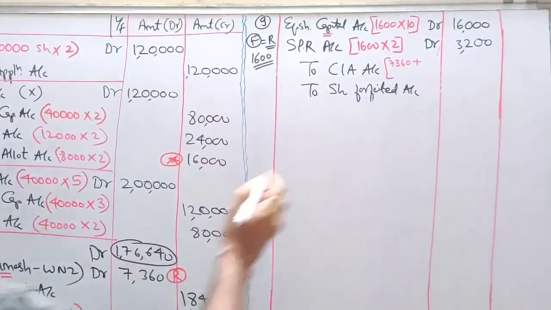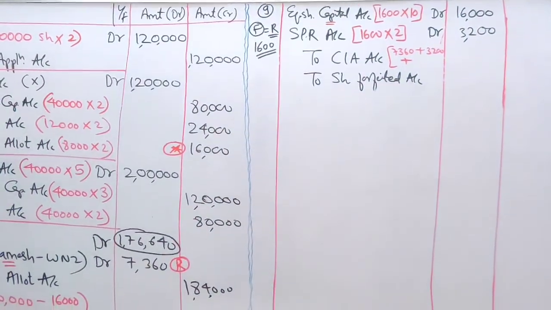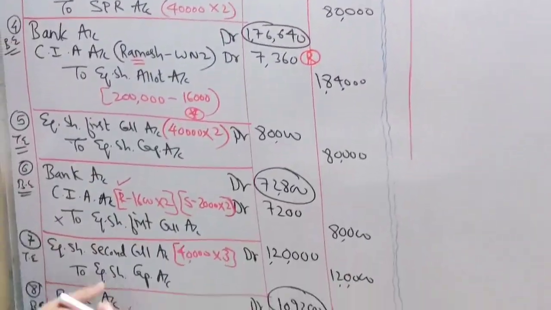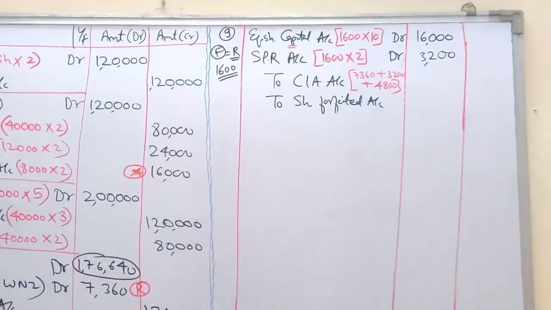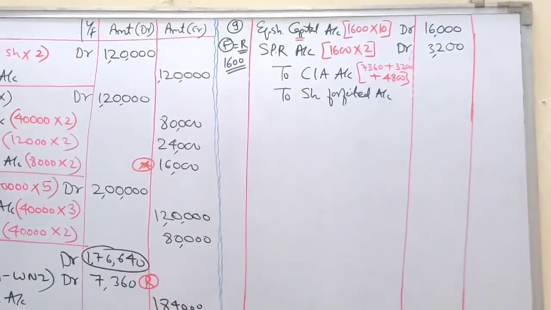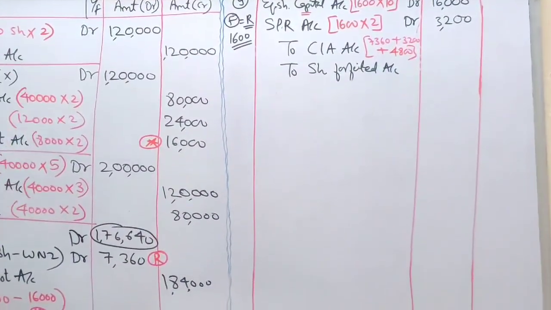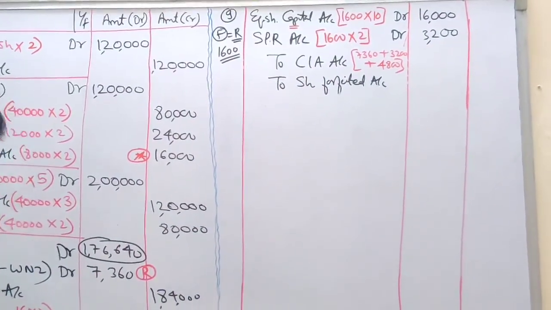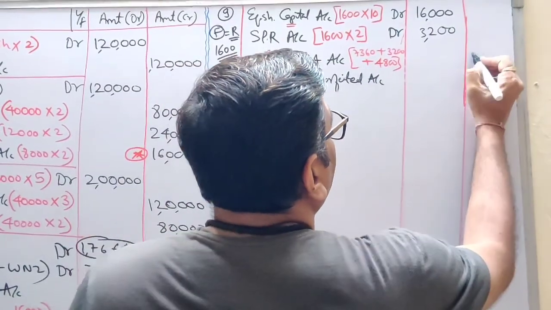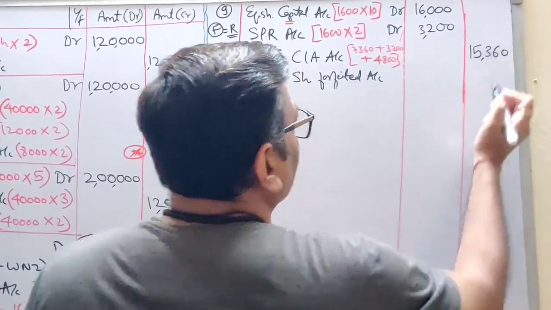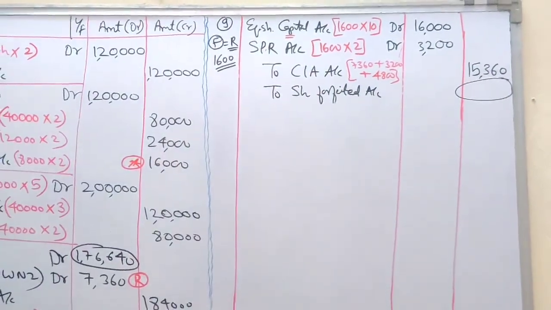7360 plus this 3200 plus this amount 1600 into 3, that is 4800. So what was the total which we got last time? Let's check. 7360 plus 3200 plus 4800, that is 15,360. So what will be the balancing figure now? Let's check.